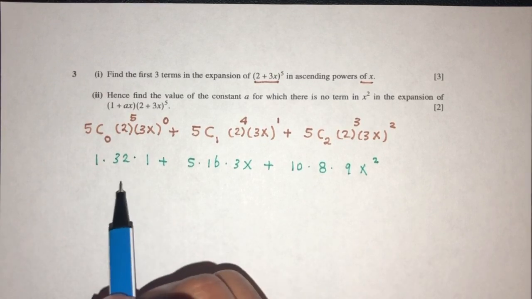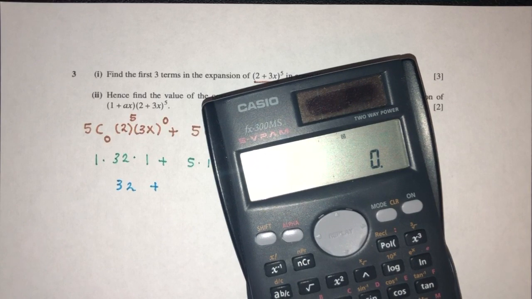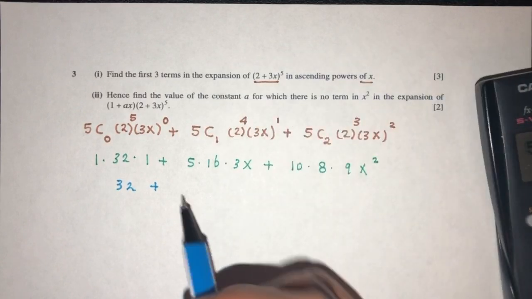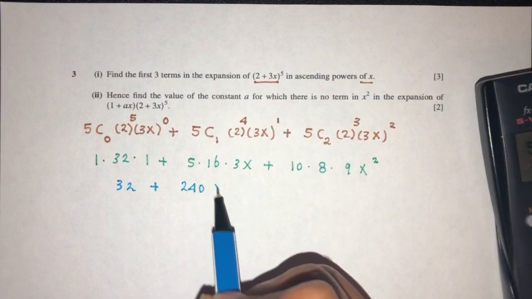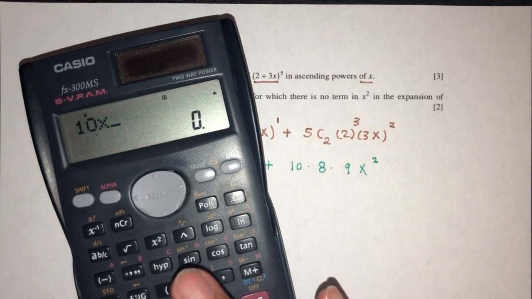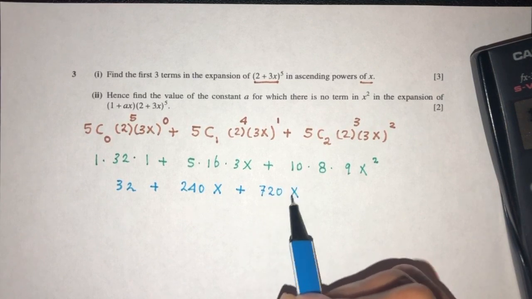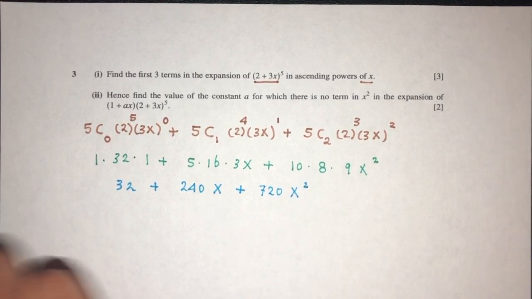Now we can simplify, that should be 32 plus 5 times 16 times 3, that should be 240x, and finally here we have 10 times 8 times 9, that should be 720x squared. So these are the first three terms of this expansion.